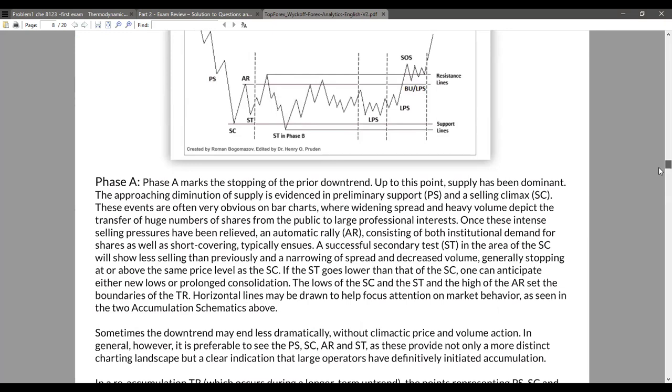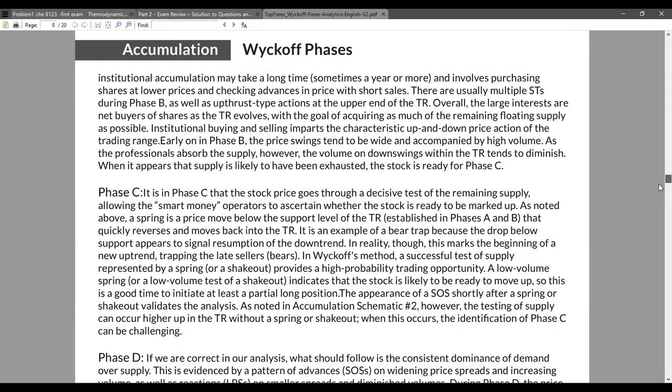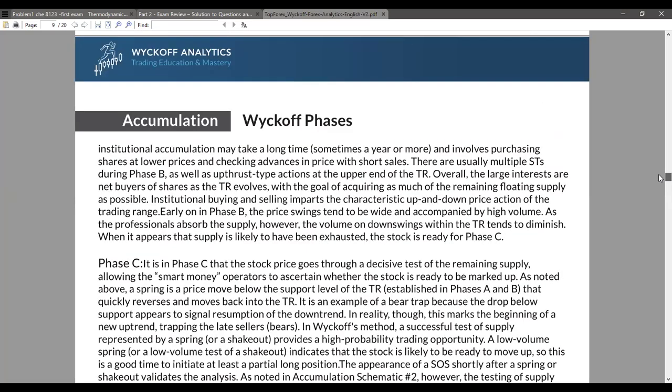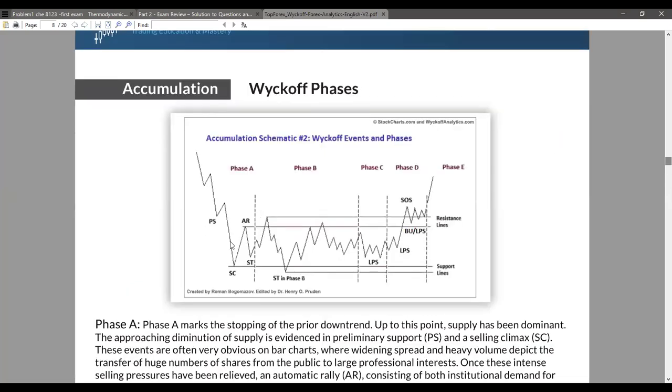Let's look at the other schematics that we have in the markets. Before then, I would like to talk about the phases so that we can understand what's going on in them. You can see that phase A marks the stopping of the prior downtrend, just like this point. See, this is, like I said before, our what? Preliminary supply.